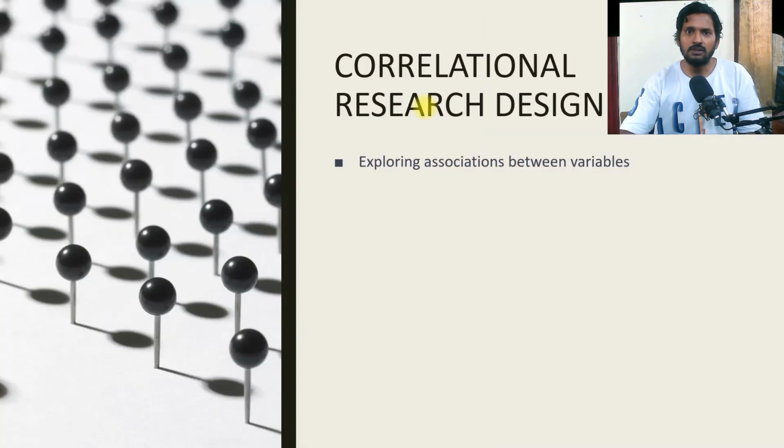So next we have the correlation research design. It's like trying to see if two things are buddies hanging out together. For instance, studying if hours of study and exam scores are connected. It does not say one causes the other, just that they are pals.